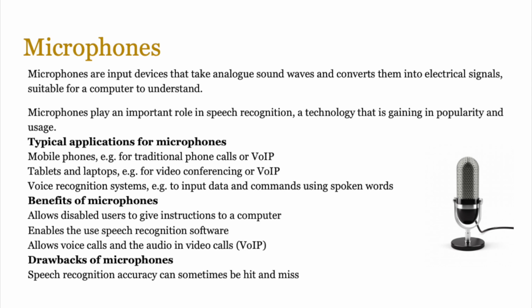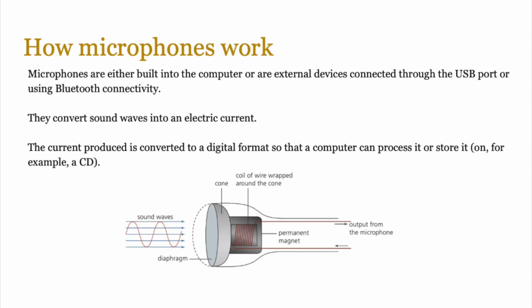Benefits of microphones include the ability to allow people who can't type, like the differently abled, to give instructions to a computer. They enable the use of speech recognition software, as we discussed, and allow voice calls and audio and video calls, which is using the voice over internet protocol. The drawbacks of the microphone include that speech recognition accuracy can sometimes be hit and miss, and it doesn't recognize all types of accents.